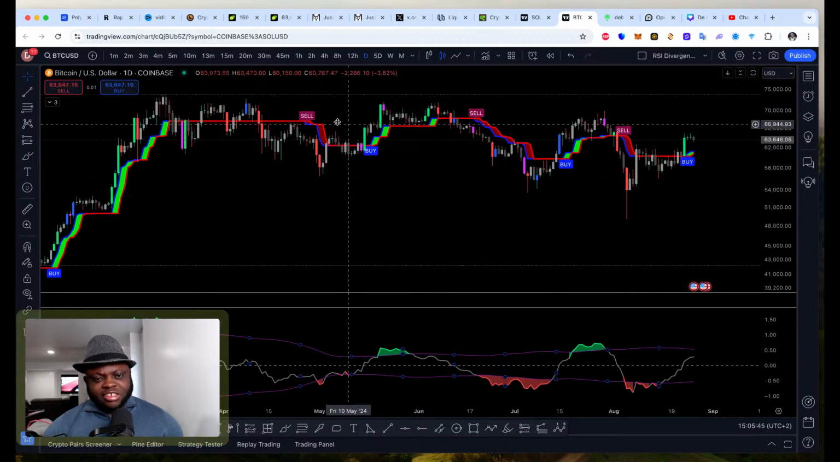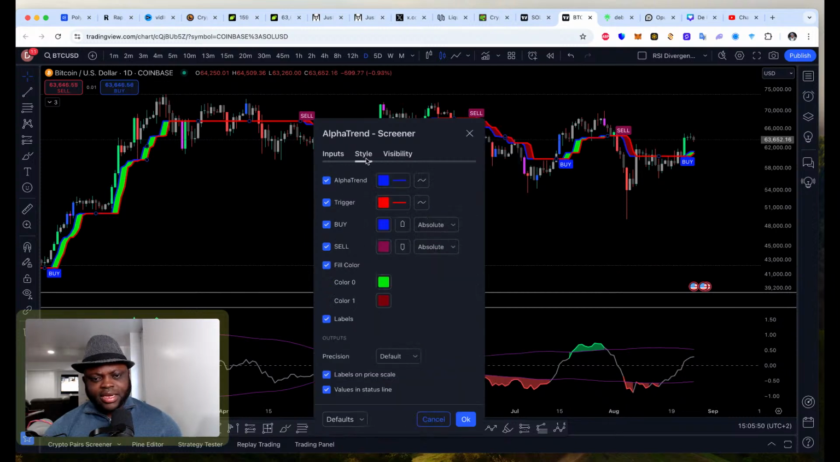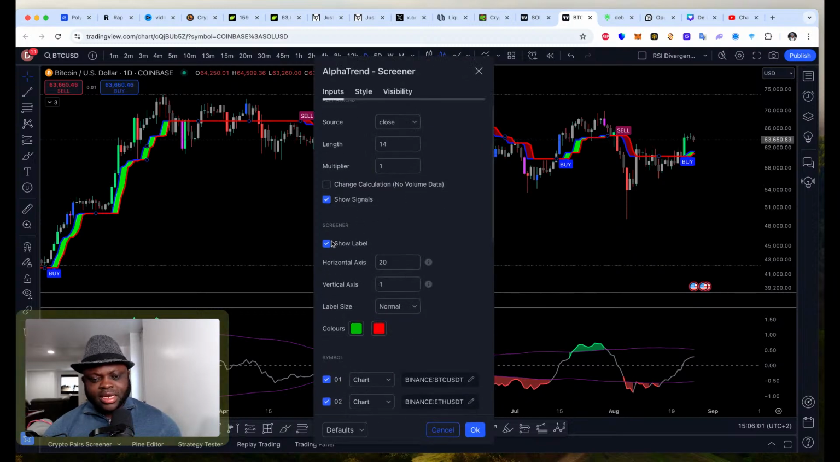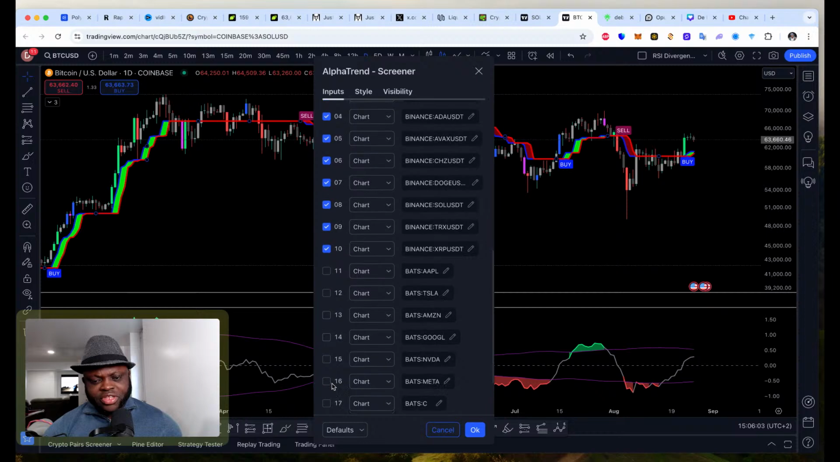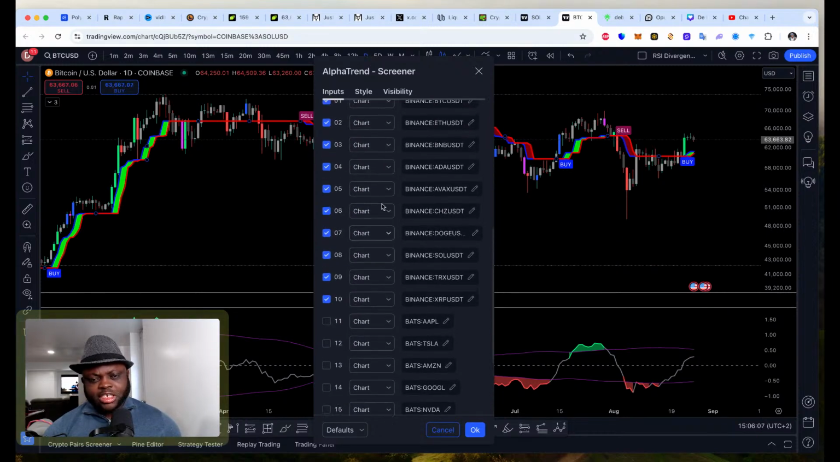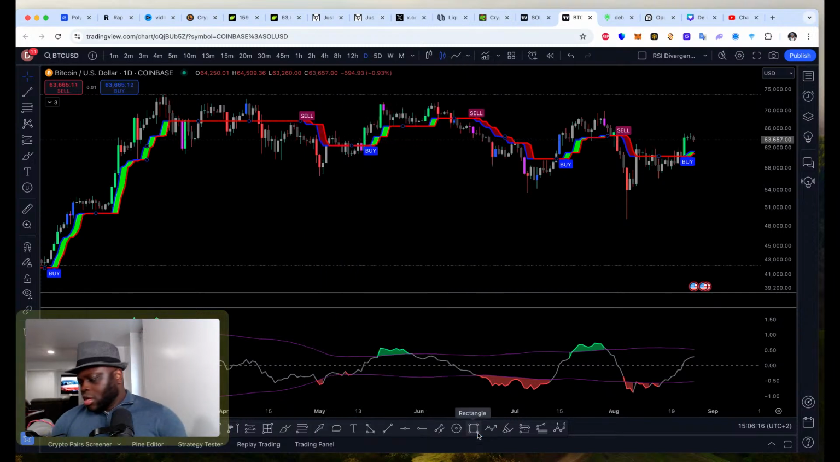For the Alpha Trend Screener, you can also do the same thing. You can see here the style, alpha trend, the trigger, all of this good stuff. I didn't even change anything there. Show signal, show label, everything is just the same as it is. Of course, you can decide to change the symbol here, but just leave everything as it is to get the best out of it.